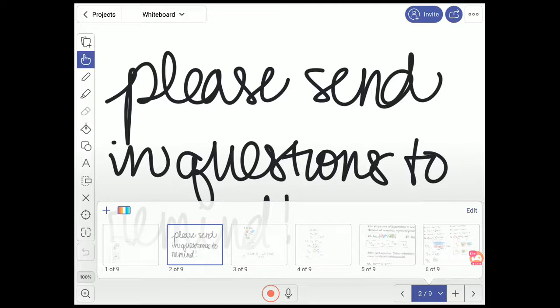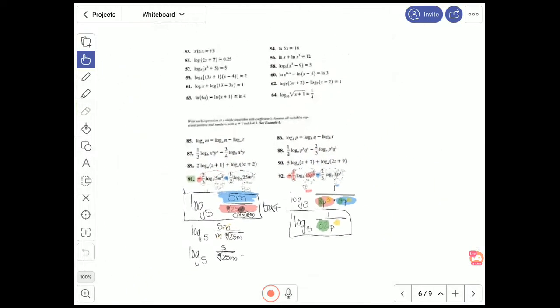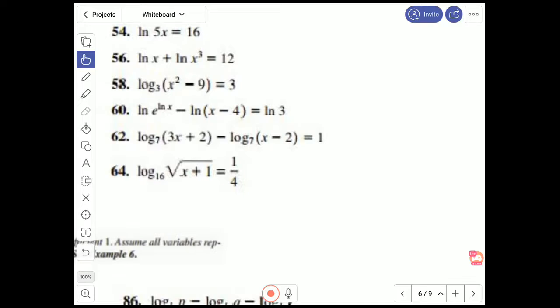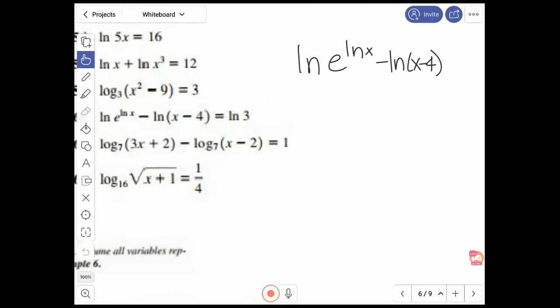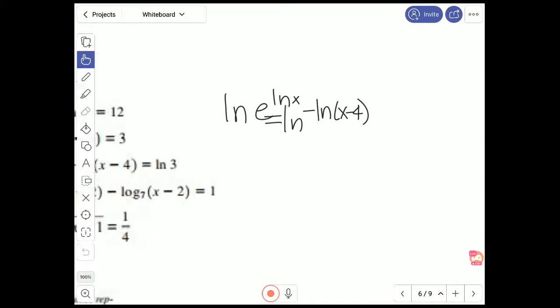Okay, so question number 60 on the review. Okay, so we have the natural log of e to the natural log of x minus the natural log of x minus 4 equals the natural log of 3. So there's a couple things that apply here in this problem. First of all, let me rewrite this over to the side so that I can work it out. And I will tell you, this problem is way easier than it looks, because it looks pretty rough. I'm not even going to disagree with that. Equals the natural log of 3.